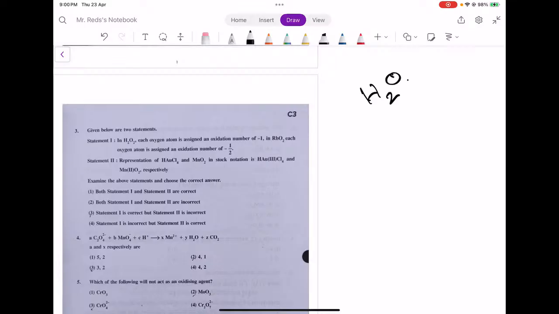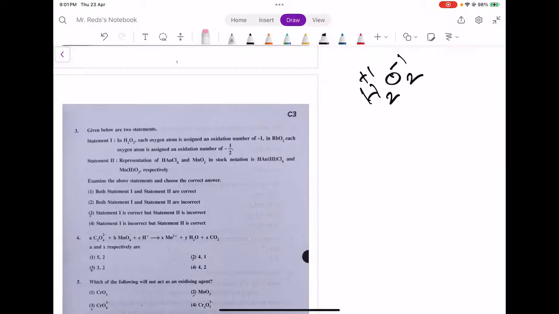H2O2 chemical name is hydrogen peroxide. Wherever you get a peroxide compound, in that compound oxygen should possess -1 oxidation state. Hydrogen has +1, 2 hydrogens, 2 into +1 is +2. Oxygen has -1, 2 into -1 is -2. Hydrogen peroxide is a neutral compound. In hydrogen peroxide, oxygen has -1.